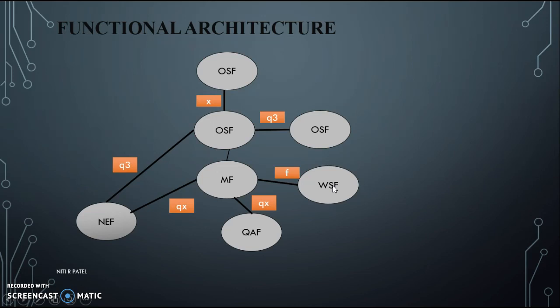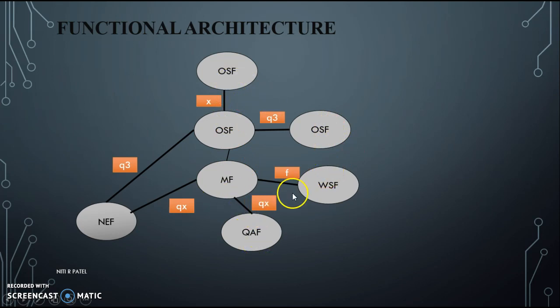Now each functional block contains a set of functions. There are multiple instances for each of the functions. For example, there may be many operating systems performing different operations. The communication between these functional blocks is itself a function defined by the data communication function. So the functional blocks are connected with the interfaces that are designated by X, Q3, QX, and F. So these are the interfaces between the different functional blocks.